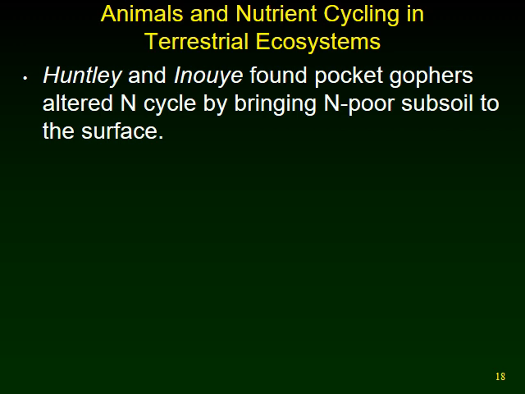Pocket gophers in terrestrial ecosystems have been shown to alter the nitrogen cycle by bringing nitrogen-poor subsoil to the surface. So in their digging and bringing up soil to make their tunnels, they're going to affect that. So grazing intensity is also important in the turnover of plant biomass. This is particularly shown in the Serengeti. So without grazing, nutrient cycling occurs more slowly.